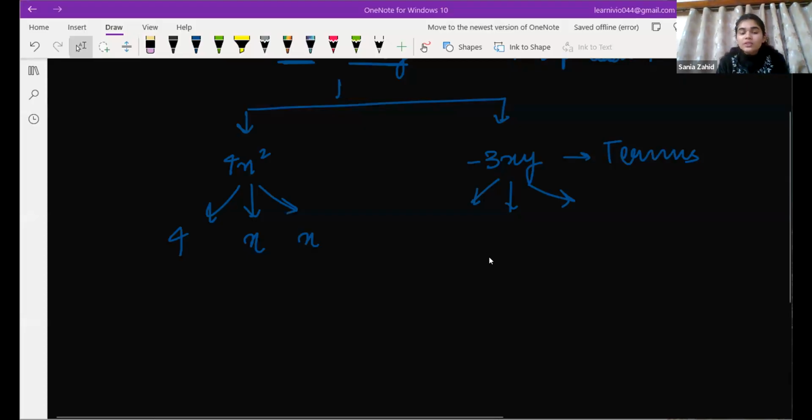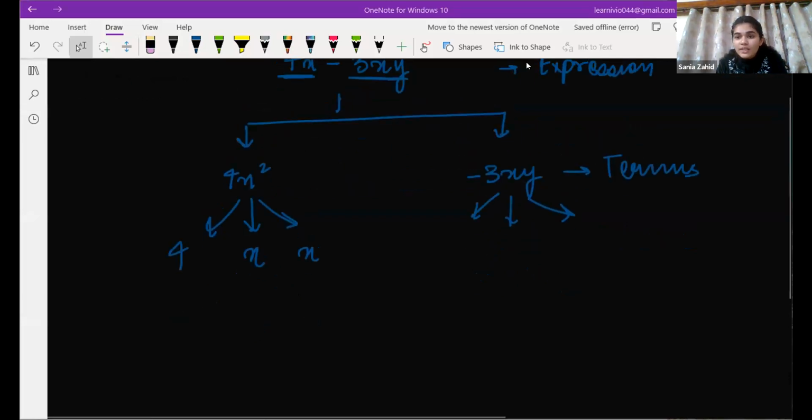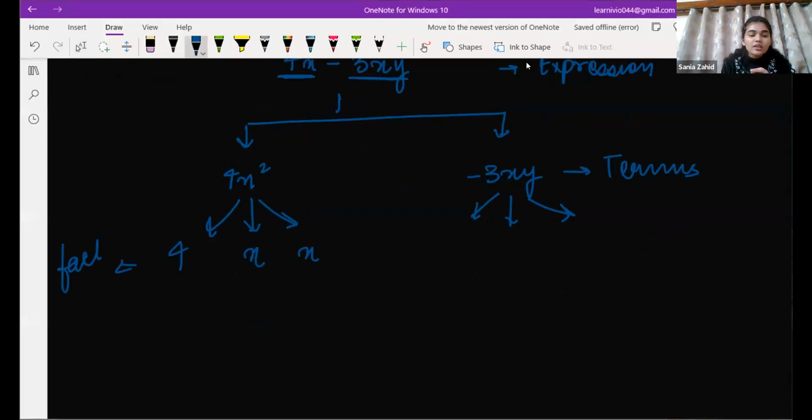Yeah, so Manha, please look here. We have started with revising the lesson algebraic expression, and here I have written an expression which is 4x square minus 3xy, right? So in this algebraic expression, I've got two terms. What are those terms? I have 4x square and I have minus 3xy. So if you look at it, 4x square is composed of three numbers, which are 4, x and x. So 4, x and x, these are basically the factors, right?